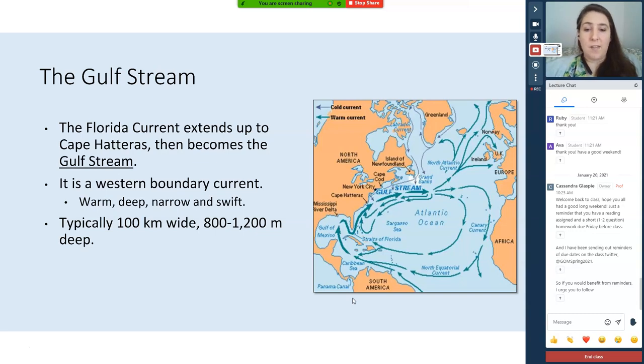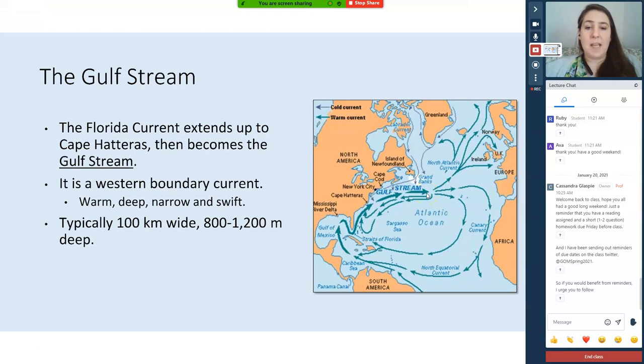So once all of that Gulf of Mexico water makes its way through the Straits of Florida in the Florida Current, it becomes the Gulf Stream. Typically, the end of the Gulf Stream is around Cape Hatteras, right here. So we consider this the Florida Current up until around the Carolinas area, and then we consider this current to be the Gulf Stream.